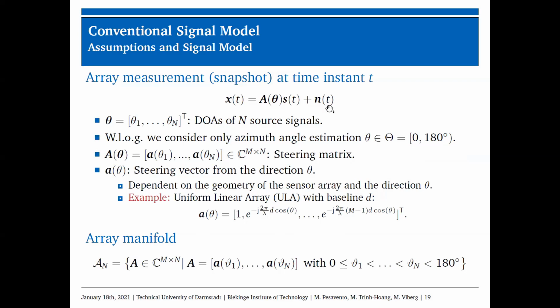The matrix A of theta is M by N. Its columns are the steering vectors A of theta k, where theta k is the kth component of the DOA parameter vector theta. The steering vectors depend on the array geometry, and for a uniform linear array, it has the form shown here. In general, the array manifold is defined as the span of steering vectors as the theta varies over its definition region, which is in this case taken as 0 until 180 degrees.